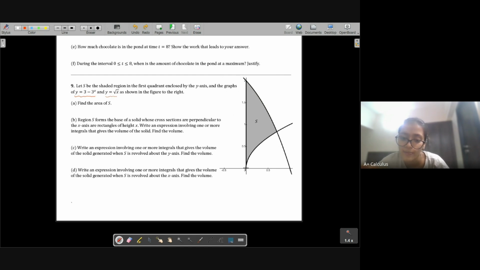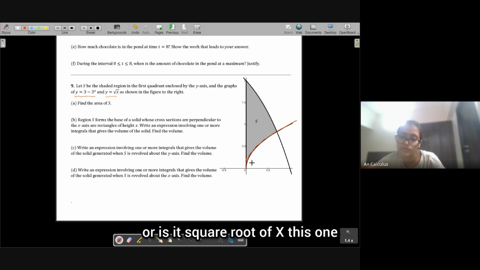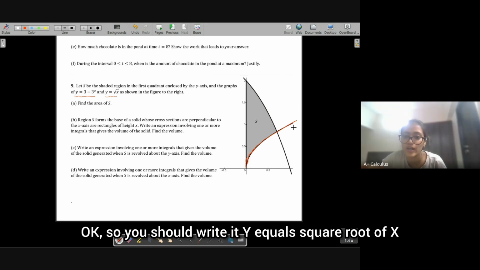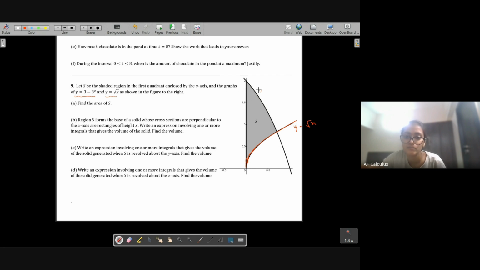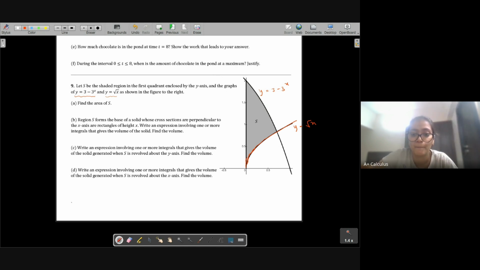Can you identify which curve is this one? Is it 3 minus 3 raised to x or is it square root of x? That one's square root of x. Okay, so you should write it y equals square root of x. And that means this is 3 minus 3 raised to x. First part is find the area of S.